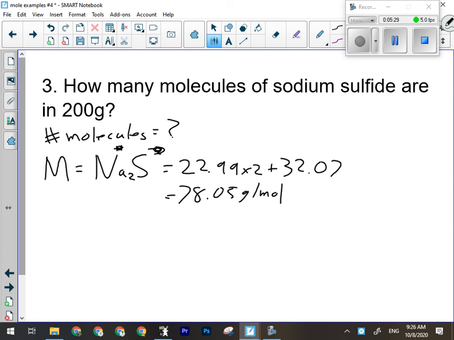The other thing the question tells me is that there are 200 grams of sodium sulfide. What can I find with little m and big M? I can find number of moles, n. So n is going to be little m over big M, so that'll be 200 divided by 78.05.